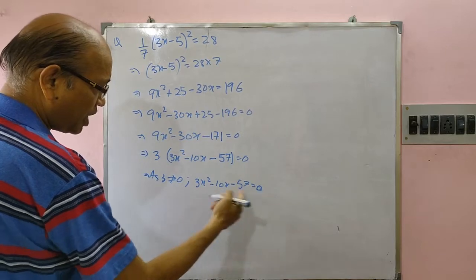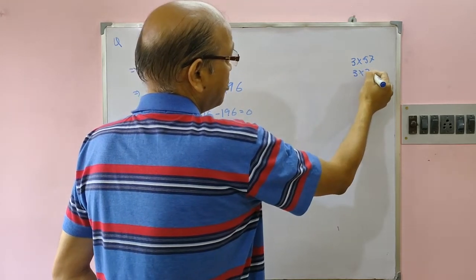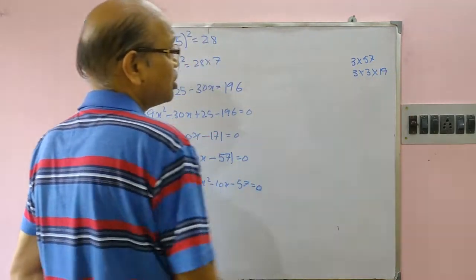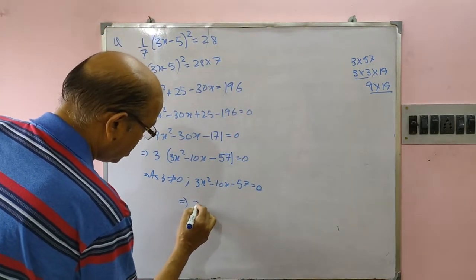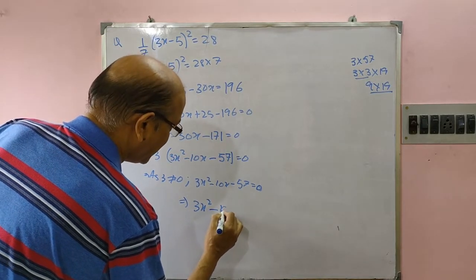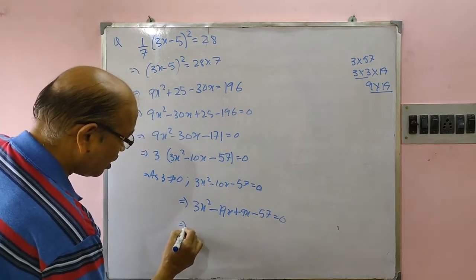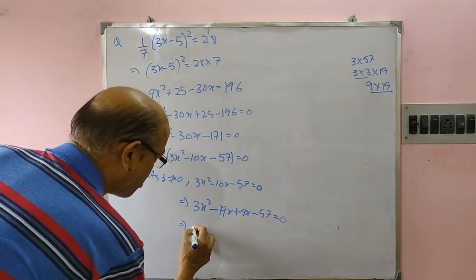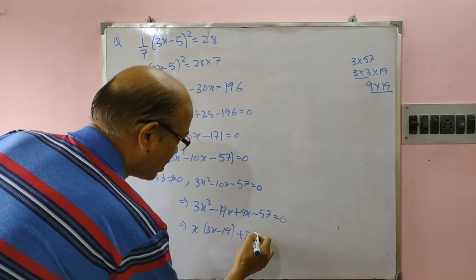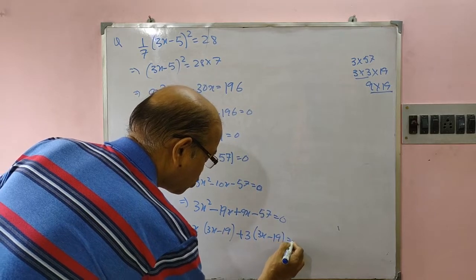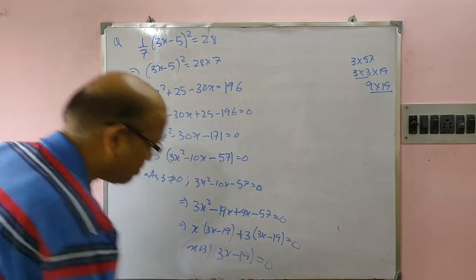Now I have to factorize this by breaking up the middle term. Now I know 3 into 57. What will be the factors? 57 can be written as 3 into 19. 19 threes are 57. So I can get 9 and 19, that will give me 10. So here I can use this as 3x square minus 19x plus 9x minus 57 equals 0. From here I take x common, I get 3x minus 19, and here I take plus 3 common, I get 3x minus 19. Therefore (x plus 3)(3x minus 19) equals 0.